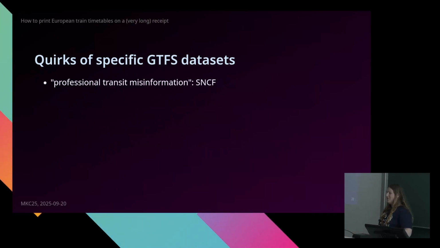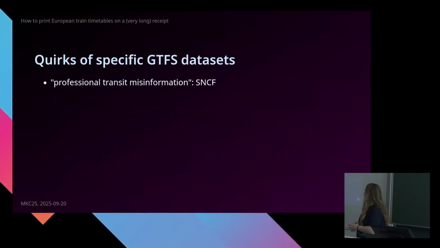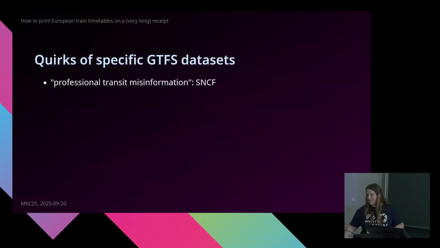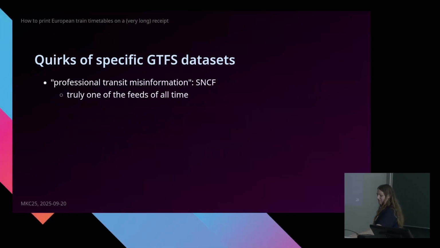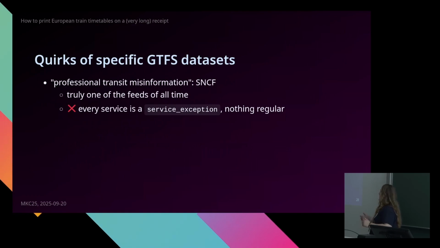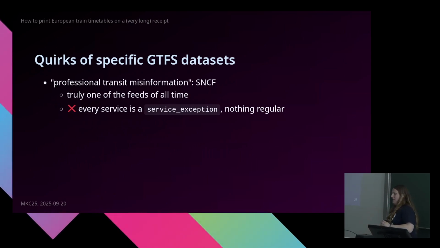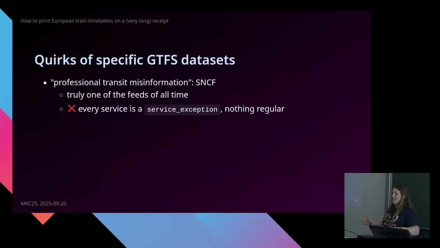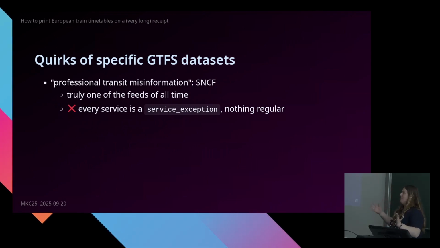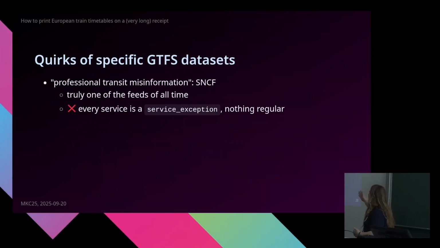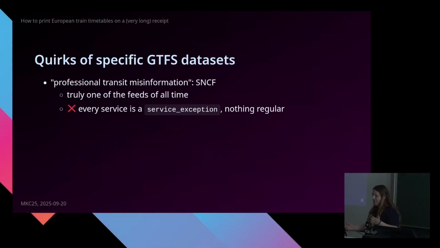And then we get to the funny kid in the club, which is SNCF. They do some real bullshit with their data. So it's one of the feeds of all time. Each one of their services is not being input as a regular service that runs on given weekdays. Every single service is a service exception. There is no stable calendar. It's all being added on specific dates to be run. They do have it in the background, just not in the spec. And again, this is not following recommendations, but we shouldn't be getting angry at them for that.